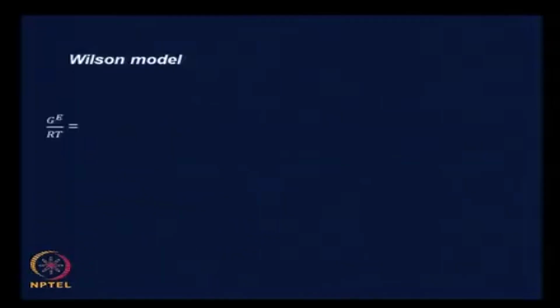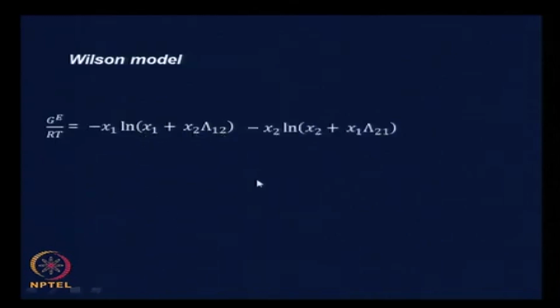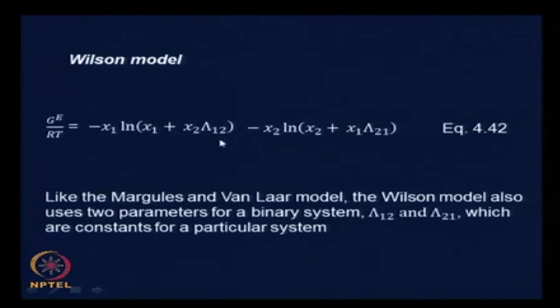Wilson model was GE by RT equals minus x1 ln of x1 plus x2 times gamma 12 minus x2 ln of x2 plus x1 times gamma 21, and gamma 12 and gamma 21 are the Wilson constants for a particular system, and similar procedures as for the other models would yield the expressions. This was again left to you as an exercise. Hopefully you did them. If not, please do them and convince yourself that this is indeed the case.